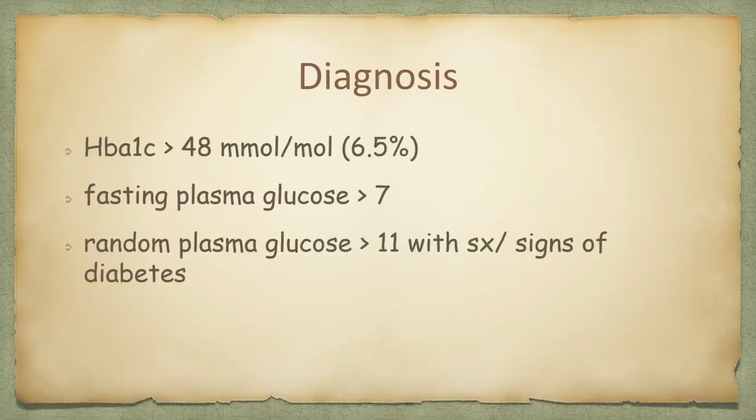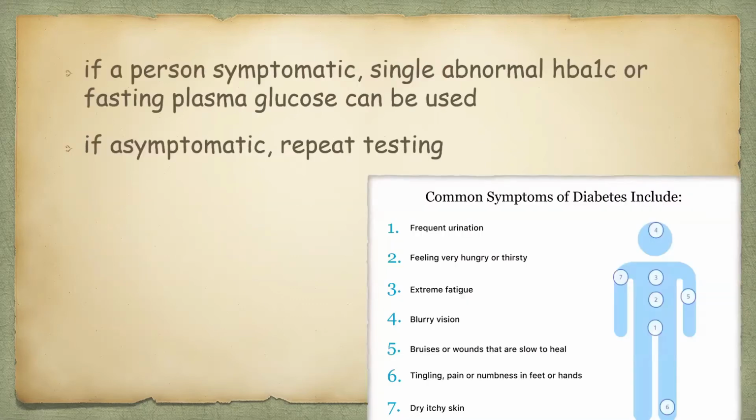For diagnosis, the HbA1c is more than 48 or 6.5%, and fasting plasma glucose is more than 7, or random plasma glucose is more than 11 with symptoms or signs of diabetes. If a patient is symptomatic, a single abnormal HbA1c or fasting blood glucose can be used. But if asymptomatic, then they need 2 different readings, so the result will need to be repeated.